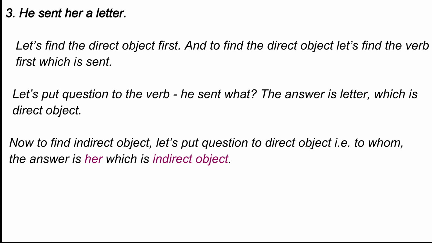He sent her a letter. Let's find the direct object first, and to find the direct object, let's find the verb first, which is sent. Let's put question to the verb. He sent what? The answer is letter, which is direct object. Now, to find indirect object, let's put question to direct object, that is to whom? The answer is her, which is indirect object.